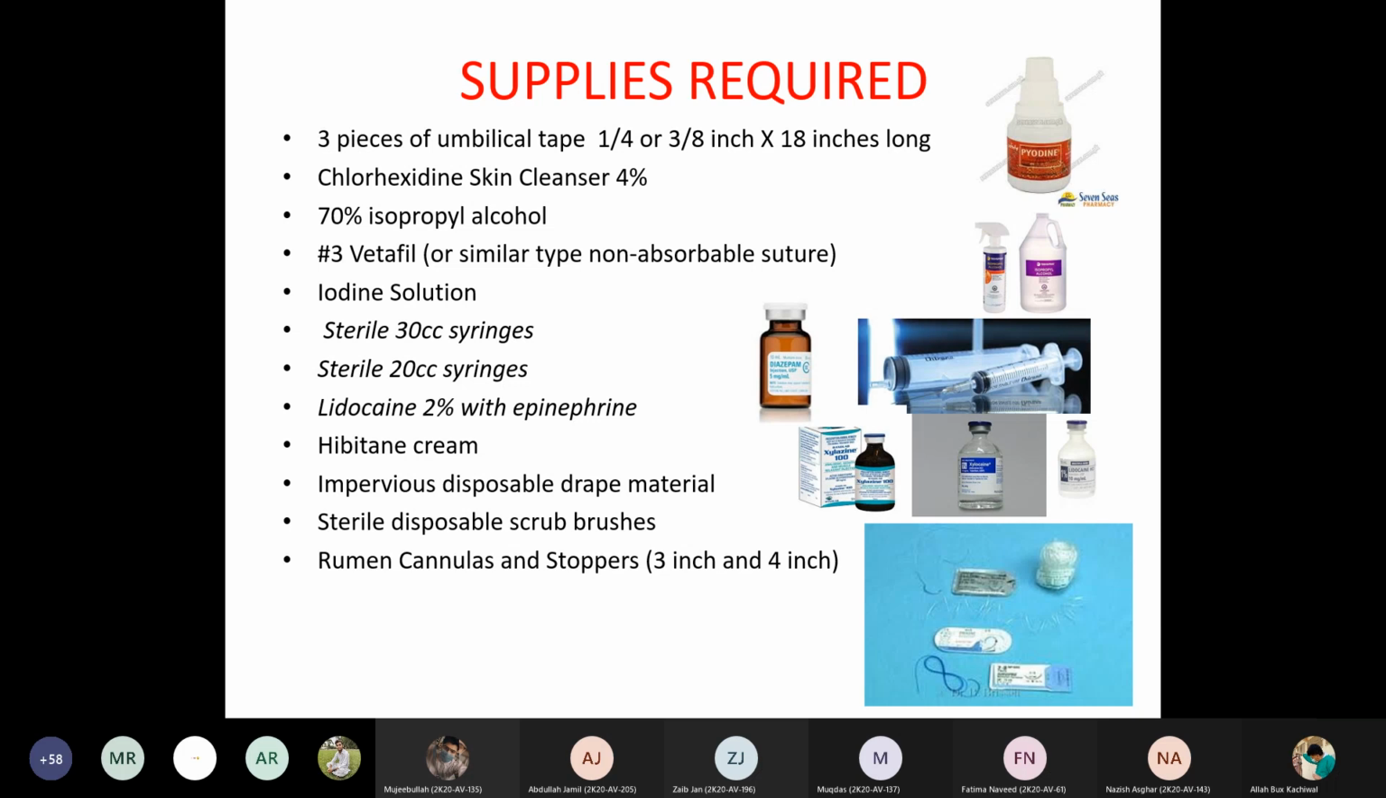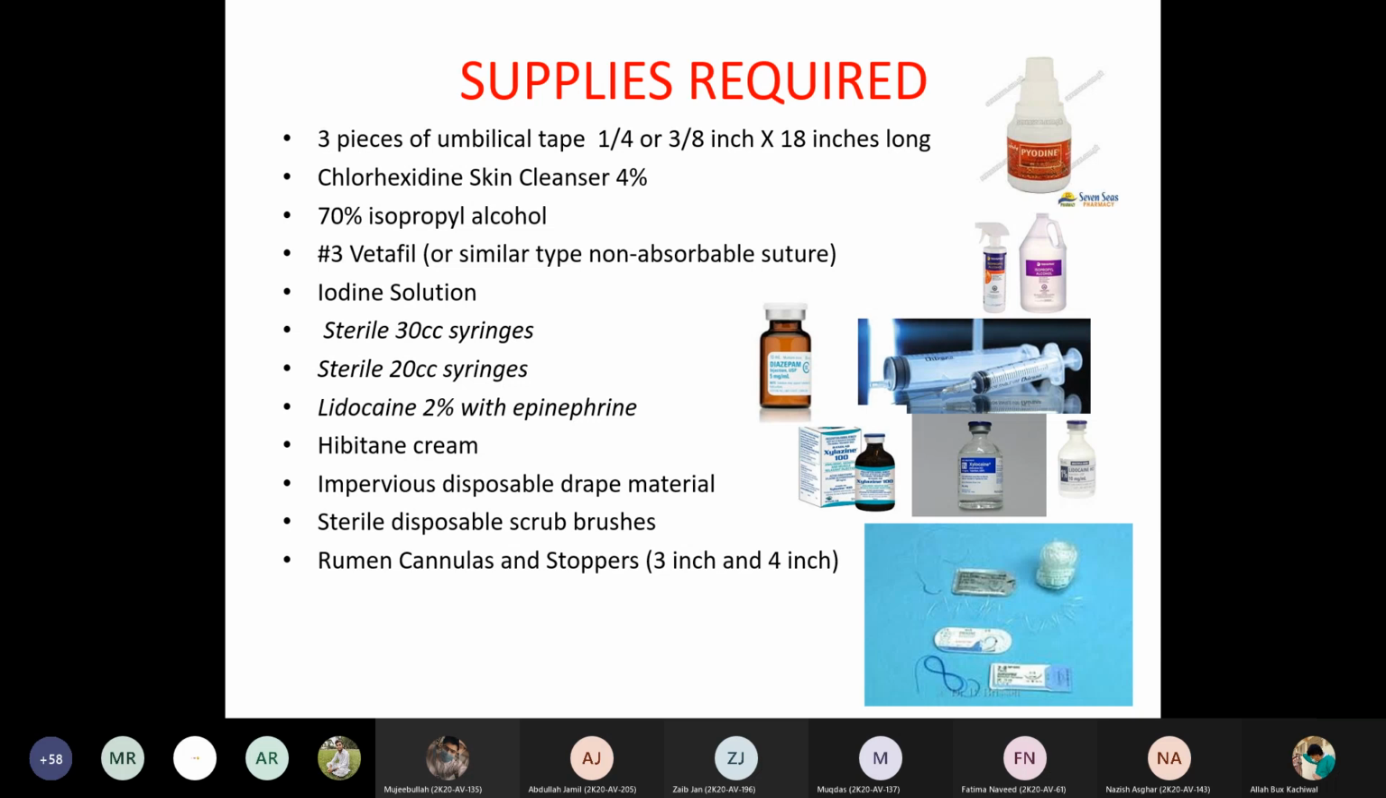We need sterile 30 cc syringes as well as 20 cc syringes for the administration of lidocaine, which may be used in the form of infiltration. Lidocaine 2% with epinephrine is a more suitable combination for local anesthesia. That only anesthetizes the local area which is going to be operated, and mostly we infiltrate this lidocaine in an inverted L shape, injecting the needle at points which we will discuss later on.